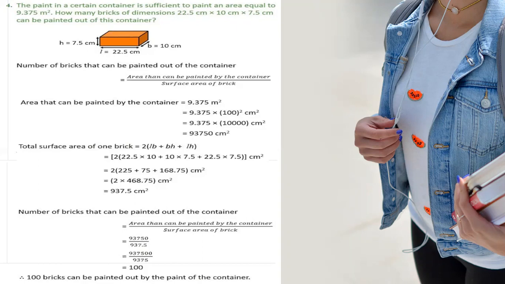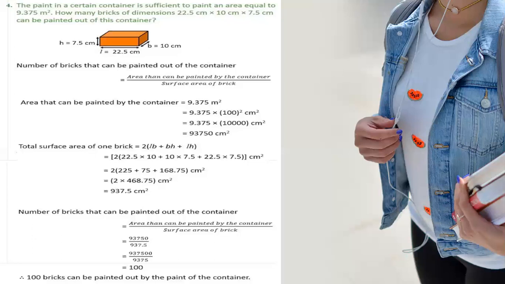So the area that can be painted by the container is 9.375 meters square. But we are given the length, breadth and height in centimeters. So we need to convert the meter square into centimeter square. For that, what we need to do? We need to multiply with 100 square. Since 1 meter is equal to 100 centimeters, it will become 93750 centimeters square.